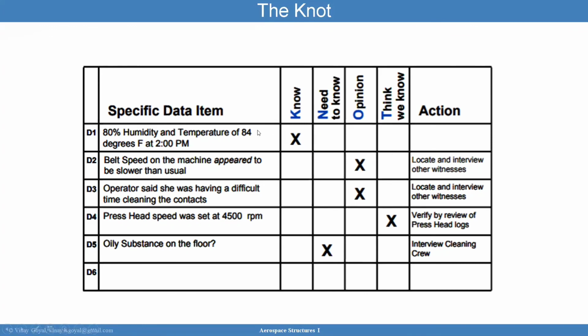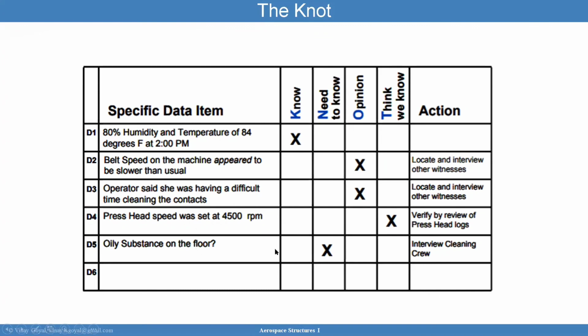For example, I would really need to know the humidity and temperature, versus "the belt speed on the machine appeared to be slower than usual." That's an opinion, so you want to find witnesses to help you figure out what's going on there. But you may not have all the data. In every failure investigation, you may not have all the data. "The operator said he or she was having difficulty cleaning the contacts." Well, that's an opinion. So look at the interview, or maybe have them recreate this event to see if they can have that difficulty. "Press head speed was at 4,500 RPM." Well, we think we need to know, but you can verify that by reviewing press head logs. So some information is already recorded and you don't have to do much.